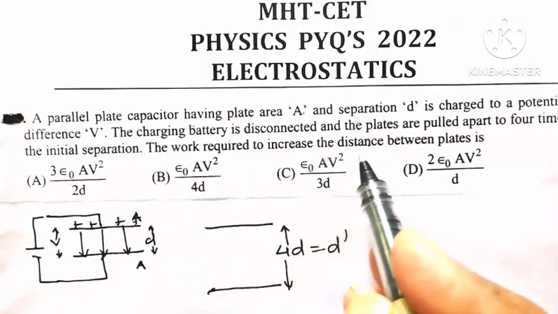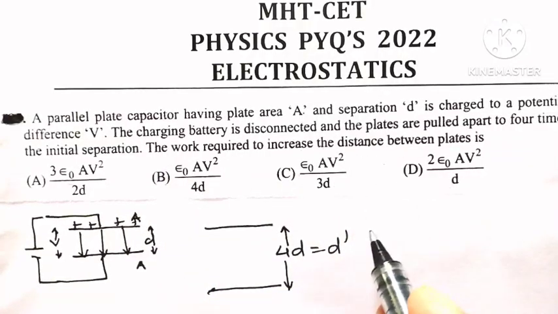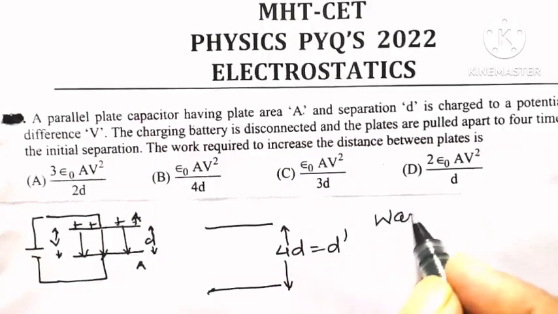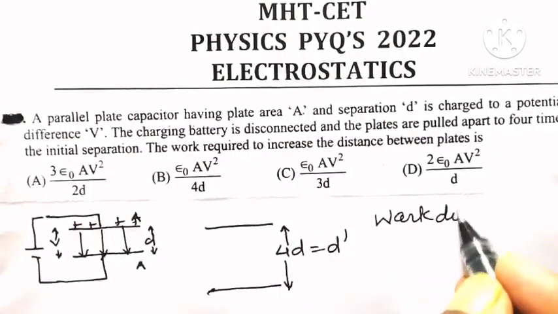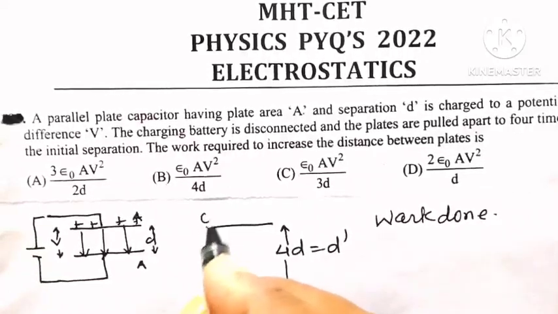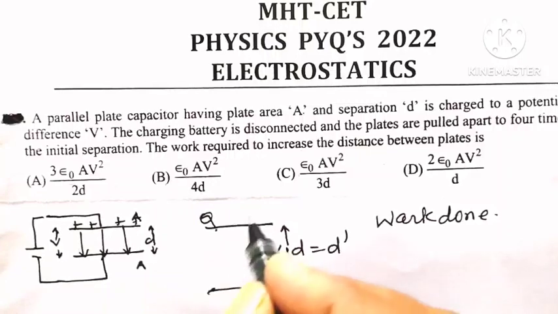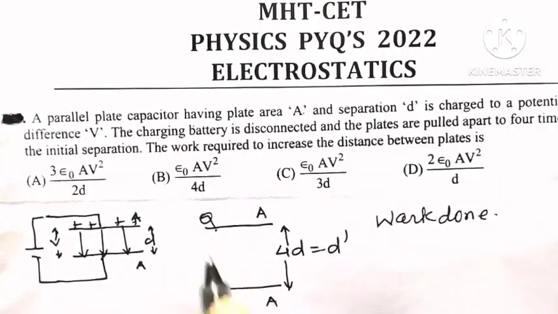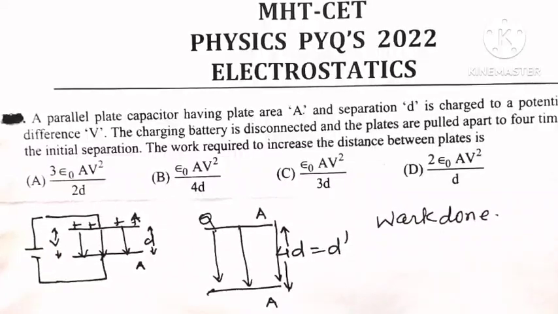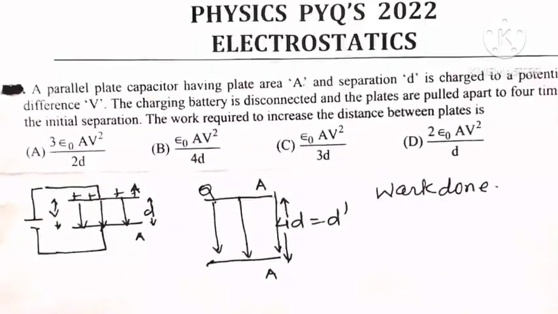The battery is disconnected and the plates are pulled apart to 4 times the initial separation. What do we have to calculate? The amount of work done to increase the distance of separation between the two plates. For that purpose, see here, as far as charge is concerned, the charge remains the same, the area of each plate is the same, and the electric field in the space between the two plates, that also we will see.